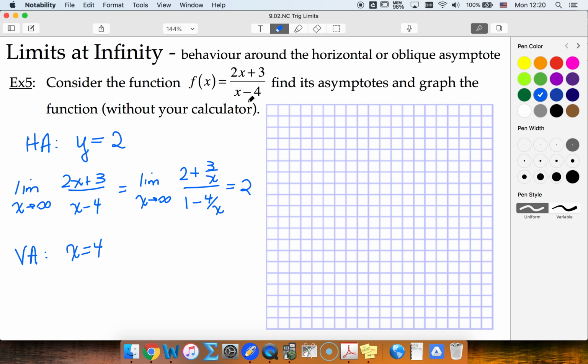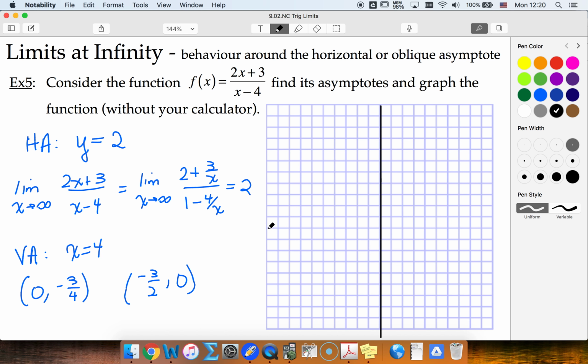I can graph it. I also want to think about x and y intercepts. So when x is 0, I've got negative 3/4 as a y-intercept. I know that the y value is going to be 0 when my numerator is equal to 0, so that's going to be at negative 3/2. So I can think about all of these things when I'm creating my graph.